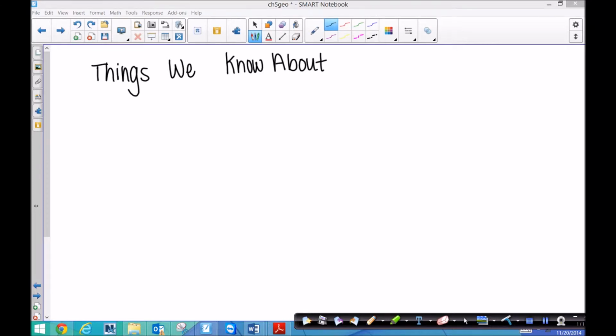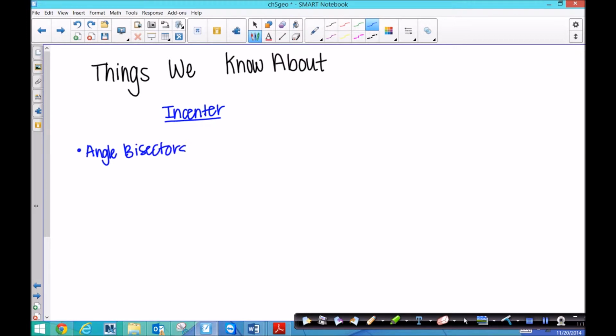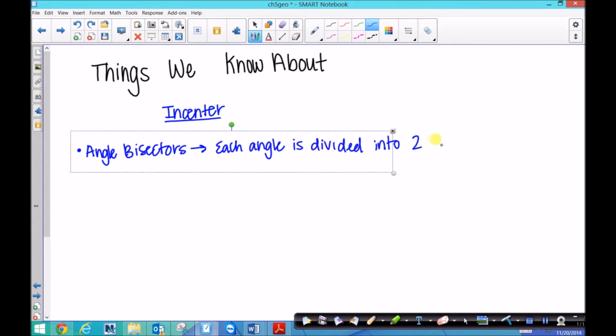We're going to talk today about things that we know about the incenter of a triangle. So the incenter is made from the angle bisectors in a triangle. And so what that means is that each angle is divided into two congruent parts.